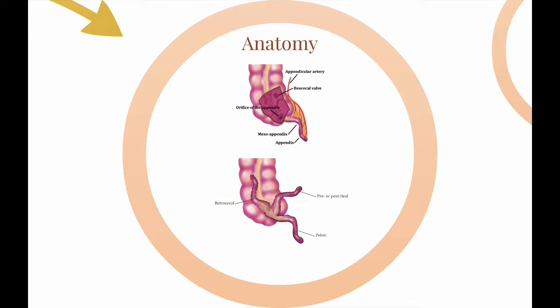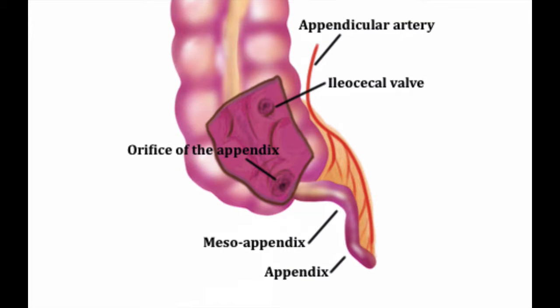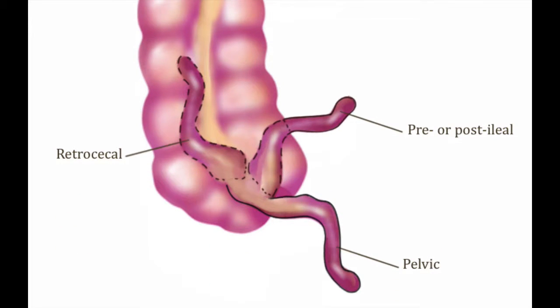The appendix is a blind diverticulum of the intestine located posteromedially to the cecum. It is a vestigial organ measuring between 8 and 10 centimeters in an adult. Here are the anatomically important structures of the appendix. The appendix can have different positions in the abdomen. Here are a few from most to least common: retrocecal, pre- or post-ileal, and pelvic.